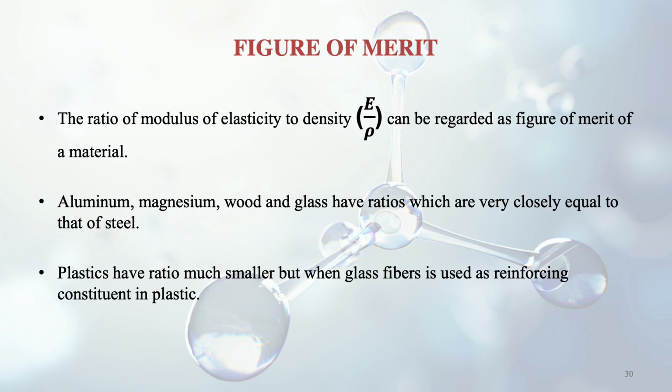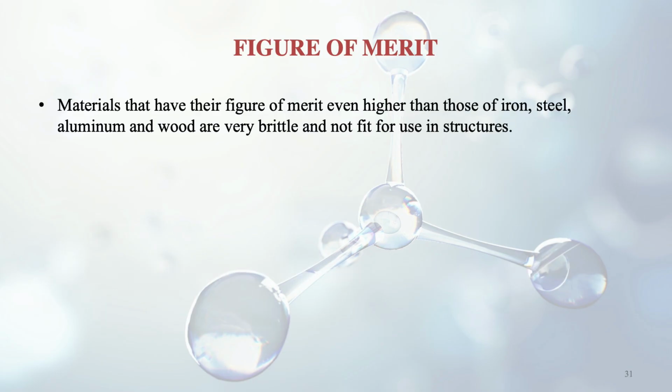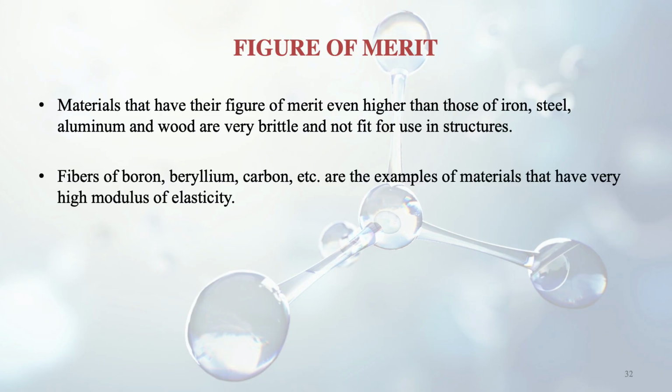Plastics have a ratio which is much smaller, that means the strength is lesser, but when glass fibers are mixed with it, they make a reinforced type of material, then it becomes good. Materials that have their figure of merit even higher than those of iron, steel, aluminium and wood actually are very brittle, and so they are not fit for use in structures. Then we had discussed the boron fibers and beryllium, carbon, etc. These are examples of materials that have very high modulus of elasticity. So E by rho will be good then.